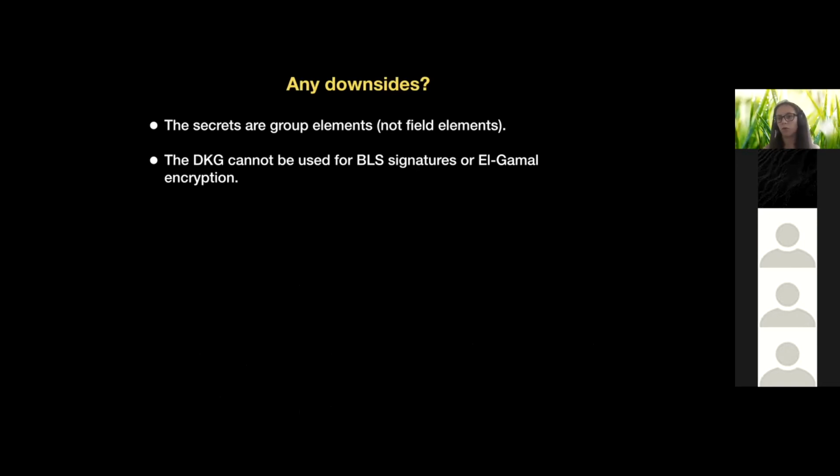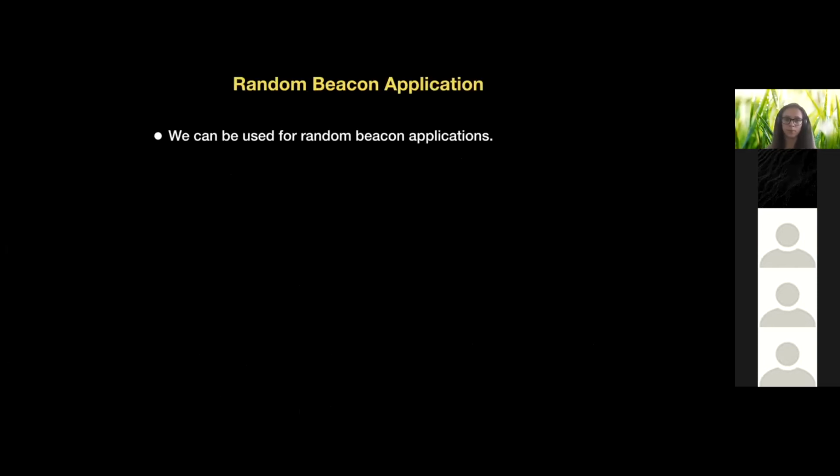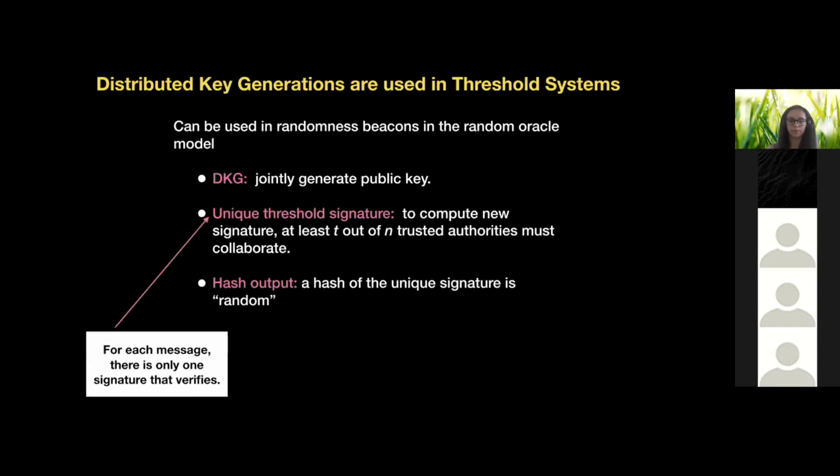So I've mentioned before that the big downside is that our secrets are group elements rather than field elements. So you're not going to be able to use DKG for BLS signatures, and you're not going to be able to use it for El Gamal encryption. We can use it for random beacon applications. And in particular, we generate a new unique threshold signature scheme where the secret key is a group element rather than a field element. So it works directly with our DKG.